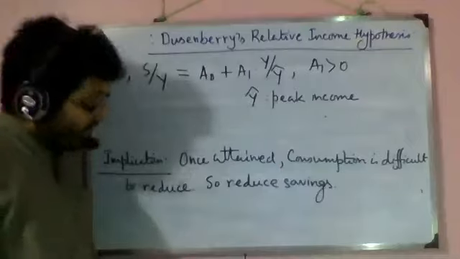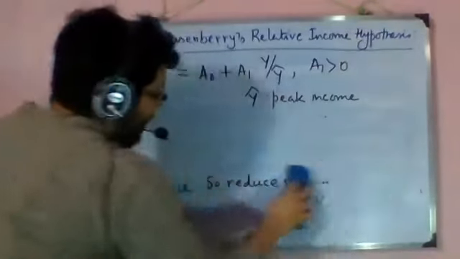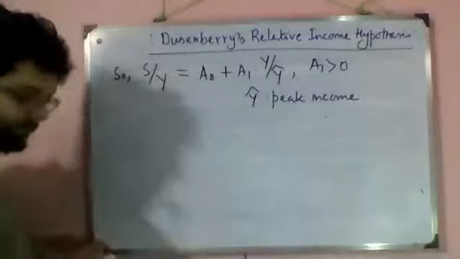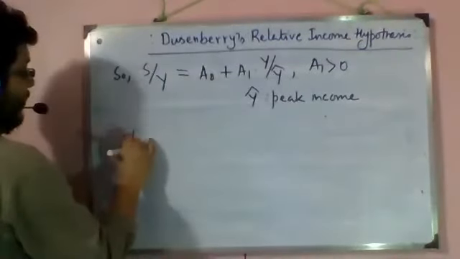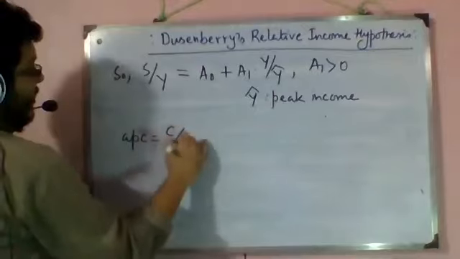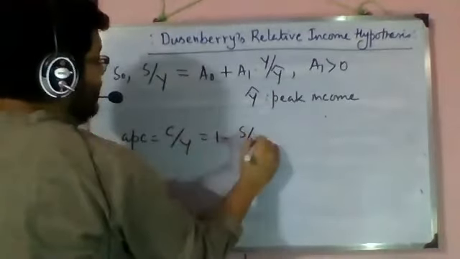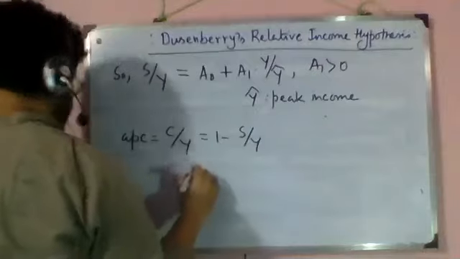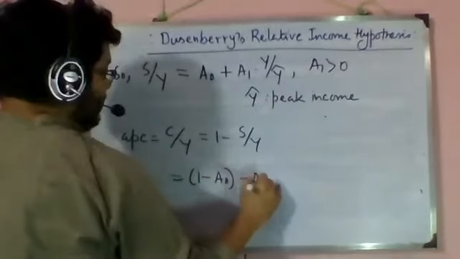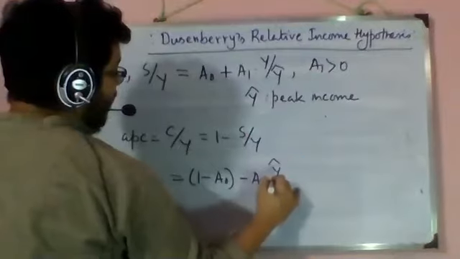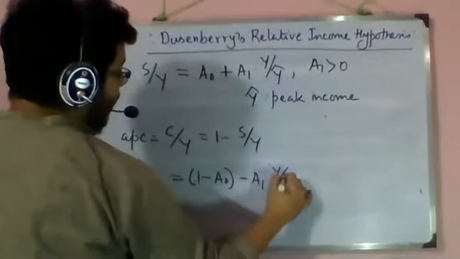Okay. All right. So now, given APS, that is average propensity to save, I can easily find APC. So APC equal to C by Y equal to 1 minus S by Y equal to 1 minus A naught minus A1 into Y by Y hat.